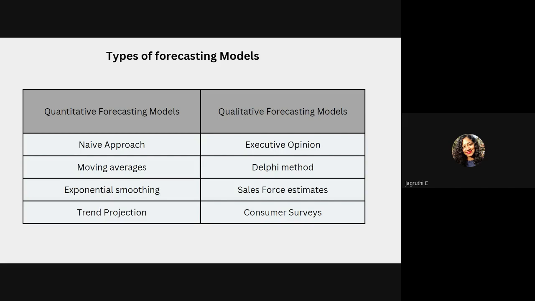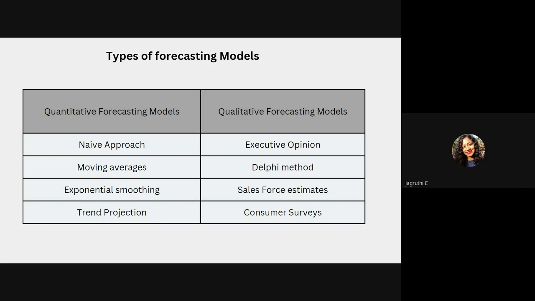As you can remember, your quantitative data is all your numbers, something that can be counted. The qualitative is all your categorical data, such as the color of your hair, your nationality, and things like that. Now, the models that fall under quantitative are the naive approach, moving averages, exponential smoothing, and trend projection. I would not get too technical in depth. I'm just going to touch upon these points, so you will know what they mean on a very high level.